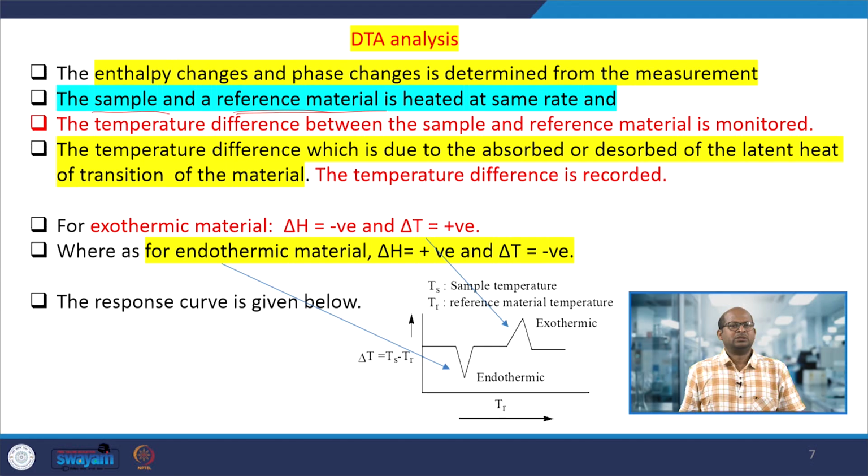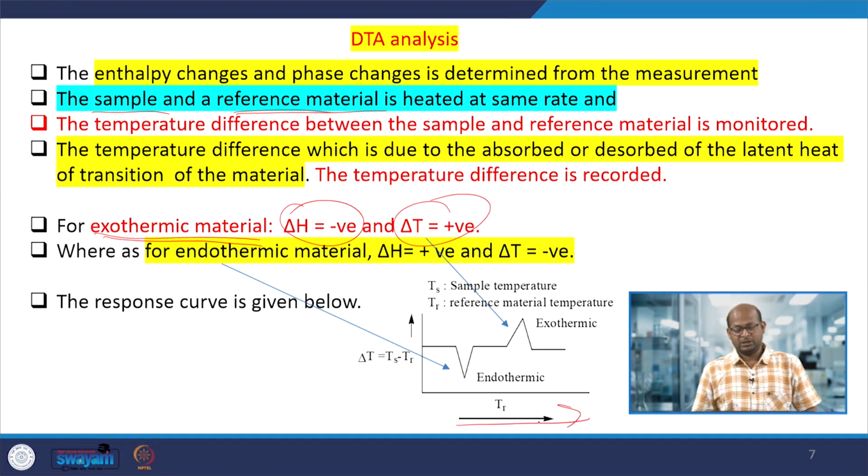or maybe weight changes, so that we can find out whether an enthalpy change or phase change is there or not. So we can find out whether a material is exothermic or endothermic in nature. If it is exothermic, delta H would be negative, and if endothermic, delta H would be positive. So here we plot the temperature changes, delta T, between the reference temperature and the sample temperature. So that is the difference. So this is the temperature change.